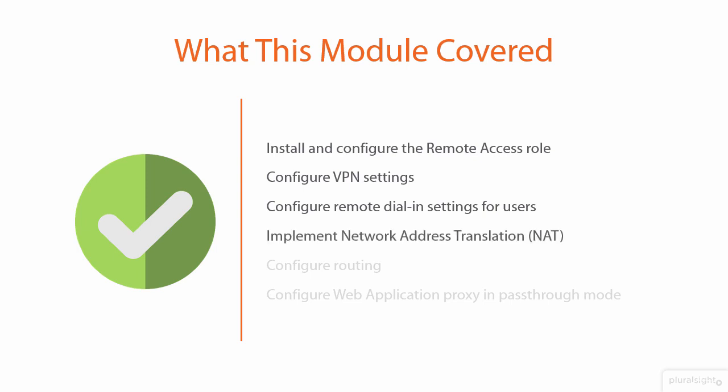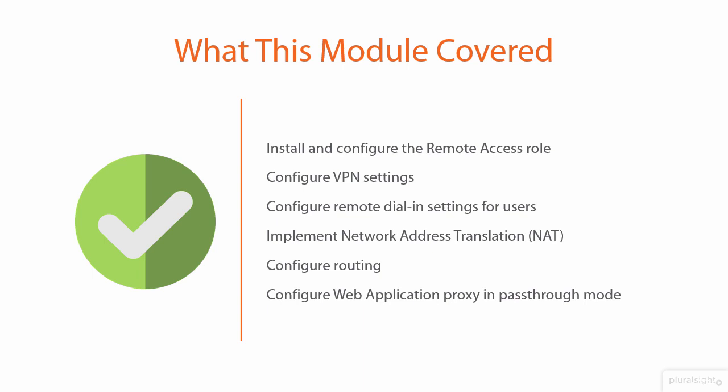We implemented network address translation when we have inside machines that need to access outside resources and vice versa. We also configured routing, and then we went through a pretty cool look at the web application proxy in pass-through mode, which is, as I mentioned, one of those technologies that's more on the ADFS side, but happens to be aligned with remote access and the remote access role that we installed here in this module.